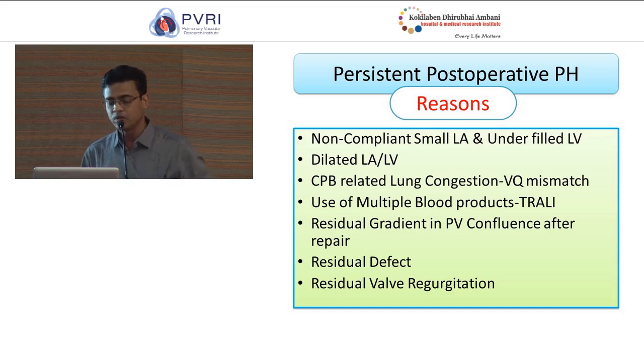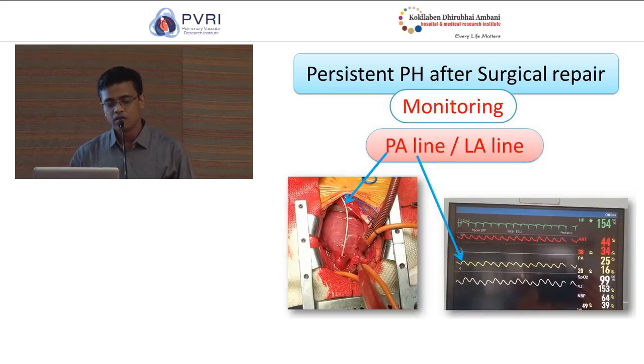If you are using multiple blood products, especially in neonates and complex surgery, they will also affect the lungs, and that can also cause VQ mismatch. Or there will be a residual gradient, residual defect, or residual valve regurgitation. These things will affect post-operatively, apart from native pulmonary vascular resistance. We usually put a PA line in many cases where we feel the patient will have a higher PA pressure or the tendency for PA crisis post-operatively.